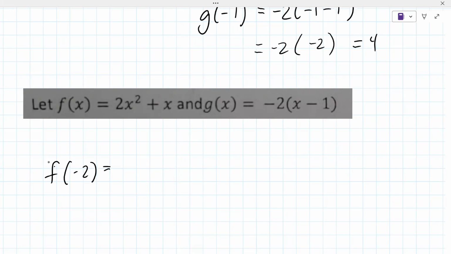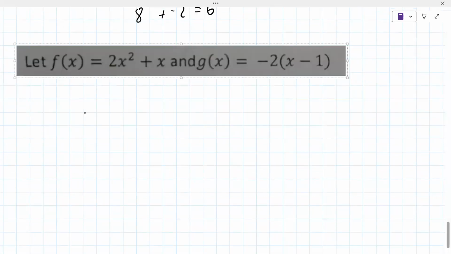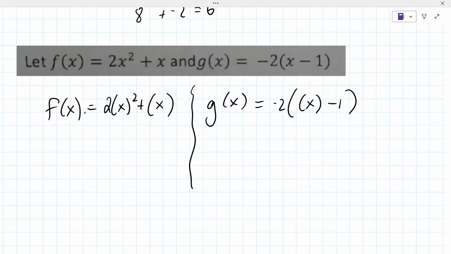I got 6. 2 times -2 squared plus -2. 2 times 4 plus -2, so 8 plus -2 is 6. Very good. All right. So what we're really doing here, and it sometimes needs to be said in words, is I'm going to rewrite both of these. The variables are really in parentheses. And if it's g of x, it's negative, and a little odd, but you just go with it for the moment. So in 15, it says find g of 2a.